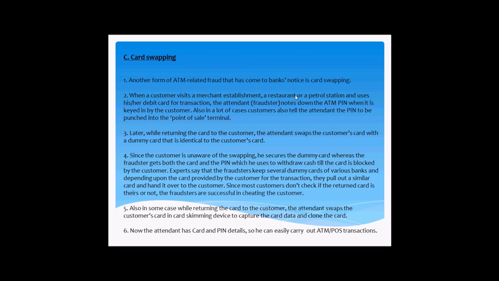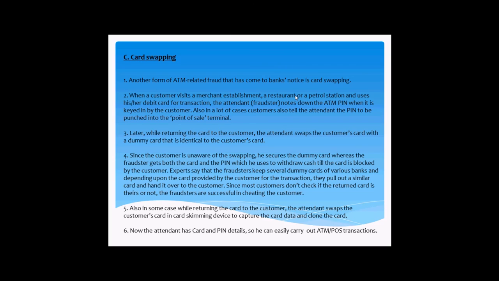So the dummy card is identical to the customer card, and it may also happen that the attendant has another skimming device. So he is swiping the card in the actual POS device and also swiping it at the card skimming device. When the card is swiped at the skimming device, the data is captured, and he has already noted down that ATM PIN.